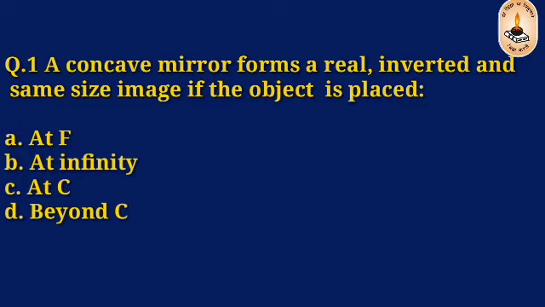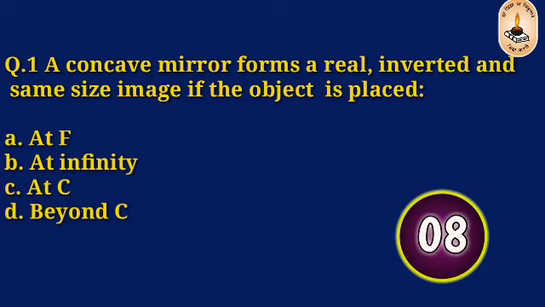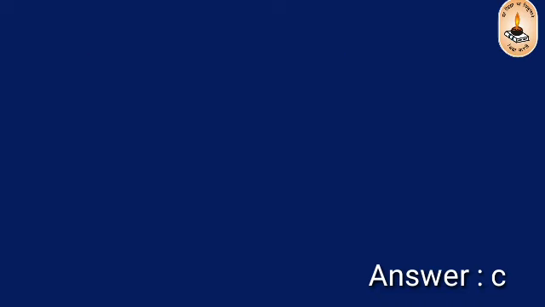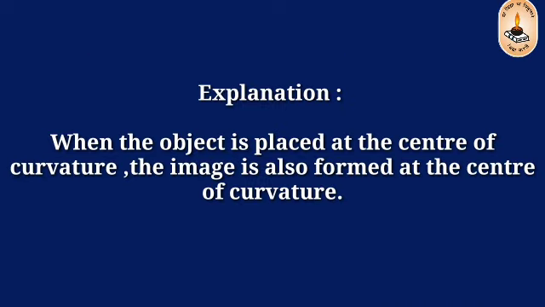Question number 1. A concave mirror forms a real, inverted and same size image if the object is placed at: F, at infinity, at C, beyond C. The right answer is C, at C. Explanation: when the object is placed at the center of curvature, the image is also formed at the center of curvature.